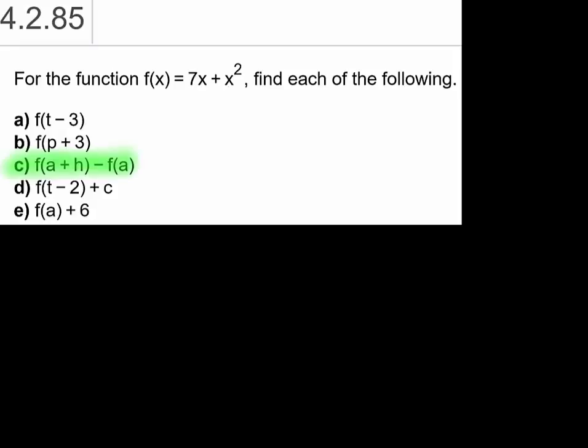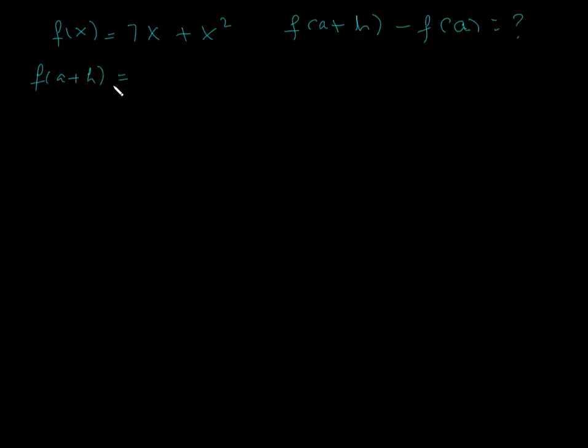You're required to find f(a + h) - f(a) when f(x) is given to be 7x + x squared. Now let's take a look how it's done. You can assume it's a two-part question. You need to find the value of f(a + h), and the value of f(a), and in the end you want to find the difference of those two.